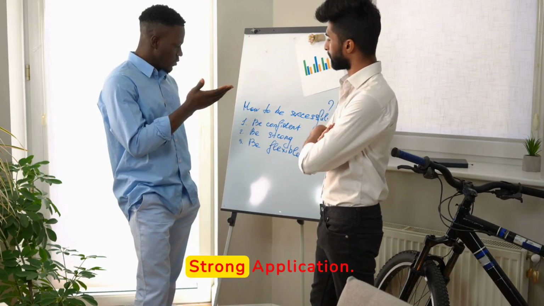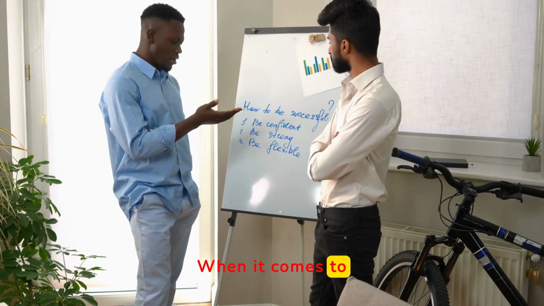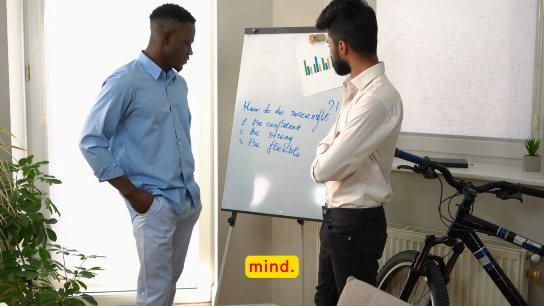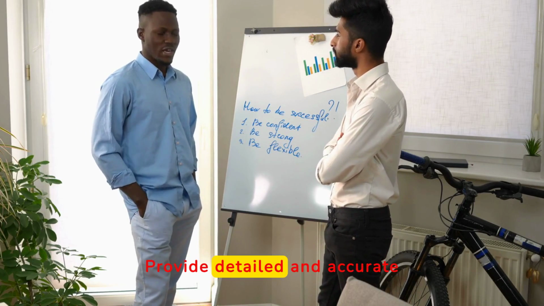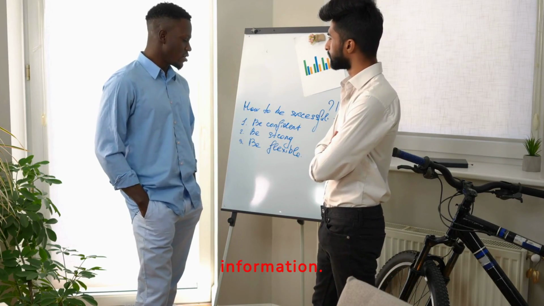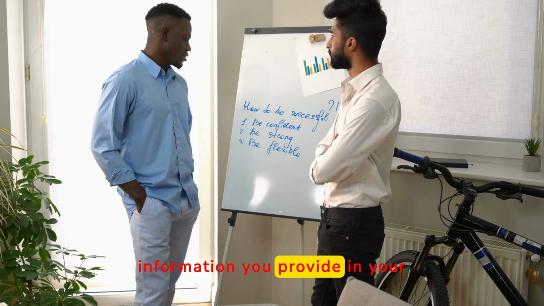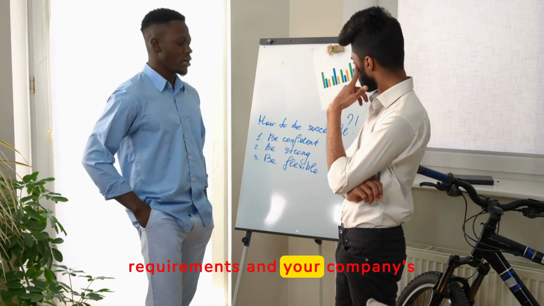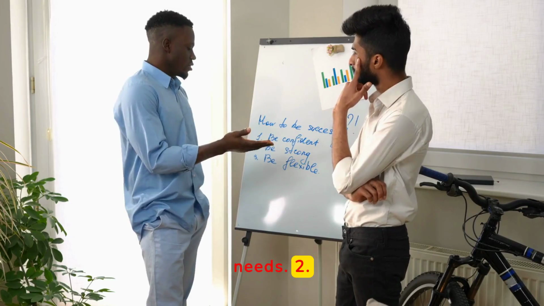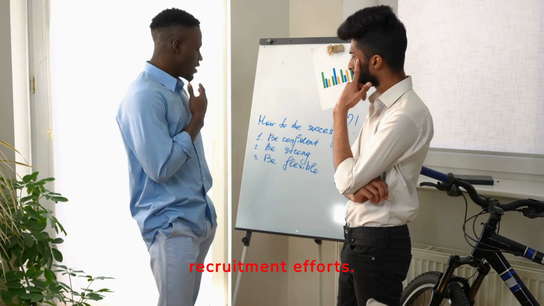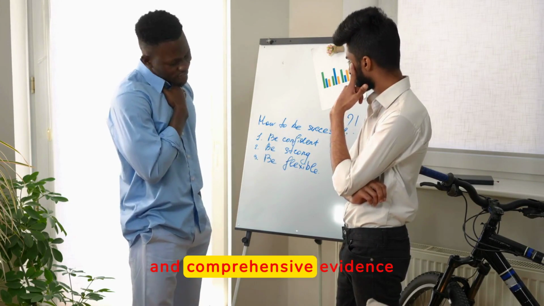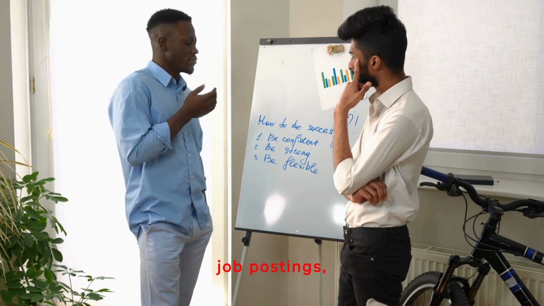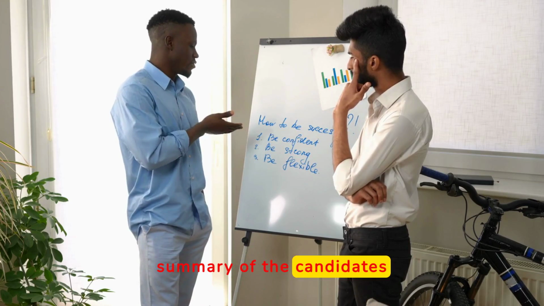Tips for preparing a strong application. When it comes to preparing your LMIA application, there are a few key tips to keep in mind. 1. Provide detailed and accurate information. Make sure that all the information you provide in your application is complete, accurate, and aligns with the job requirements and your company's needs. 2. Demonstrate your recruitment efforts. Provide clear and comprehensive evidence of your recruitment efforts, including copies of job postings, advertisements, and a summary of the candidates you've considered.